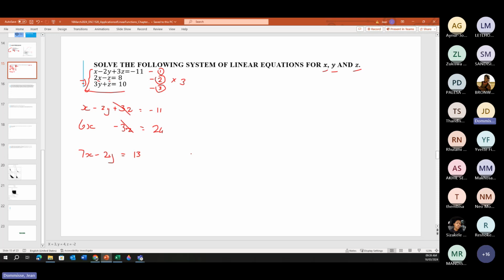Okay, so we haven't solved anything yet. But now what I will also do is use 1 and 3. And then we can again get rid of the z, so that we will be able then to work with those two. Yes, there is a question. Sorry, sir, can you please repeat for me?